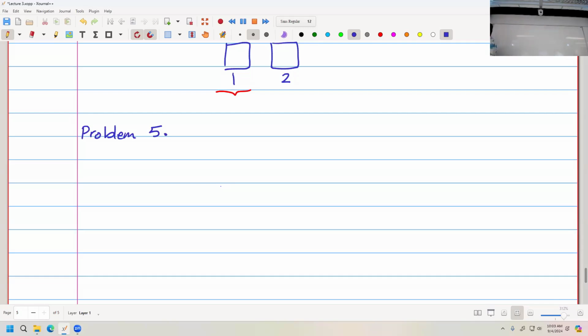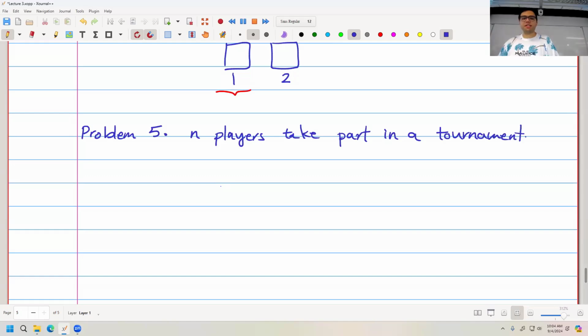Here's the thing. Suppose that we have a tournament, and in this tournament, we have n players. So n players take part in a tournament. And let's say that every player plays with every other player. You can imagine that this is a game that doesn't have any draws.